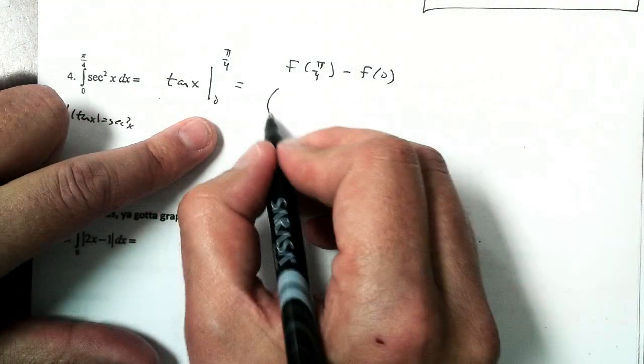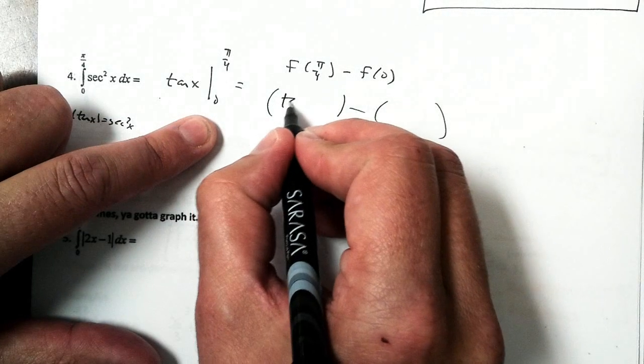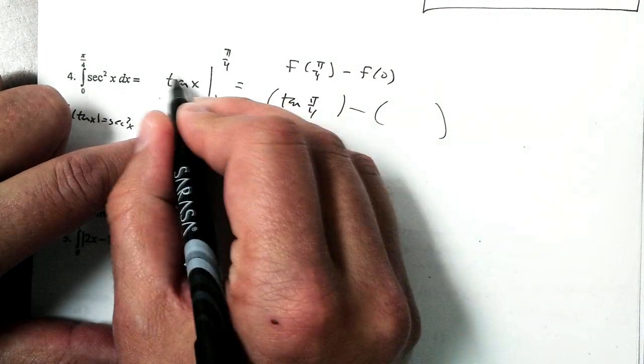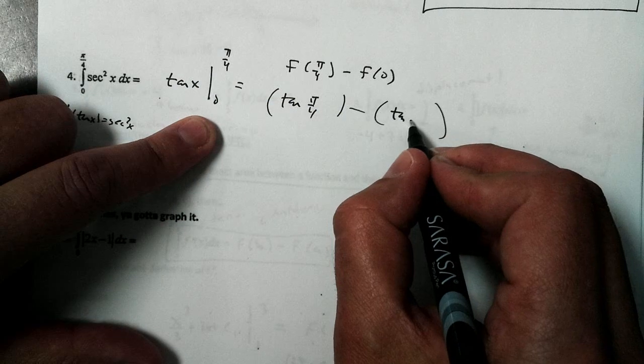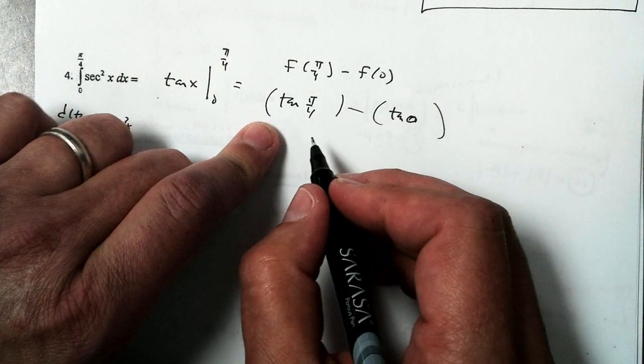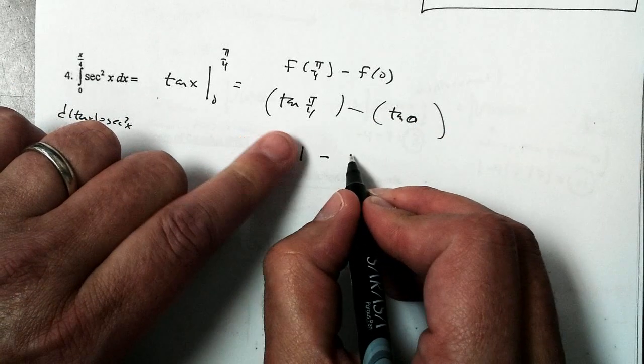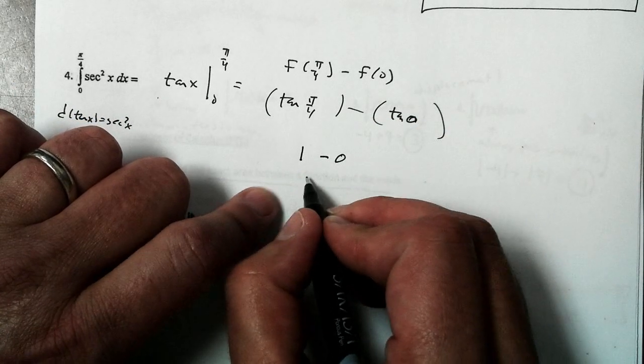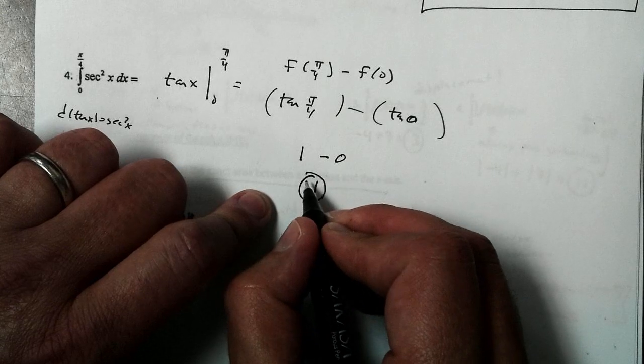So, ready? Big parentheses, tangent pi over 4, there's really nothing else to put in it, minus the tangent of 0. Now, you should know tangent pi over 4. If you leave it like this, you will get it wrong. Tangent pi over 4 is 1, minus tangent 0, which is 0, and we get 1.